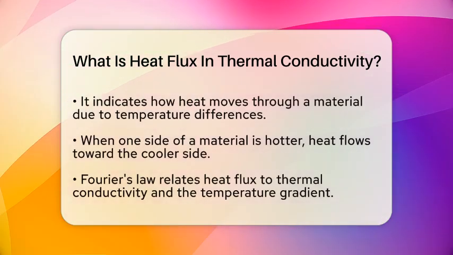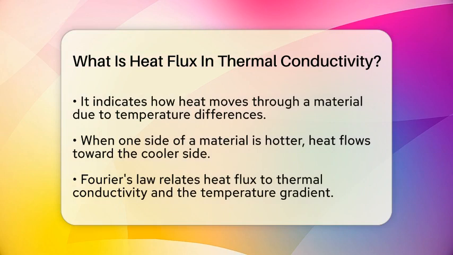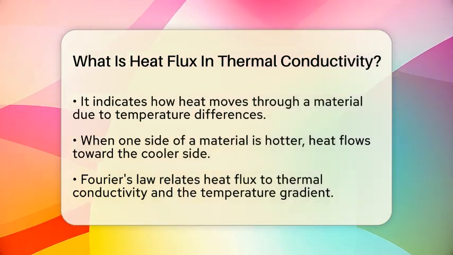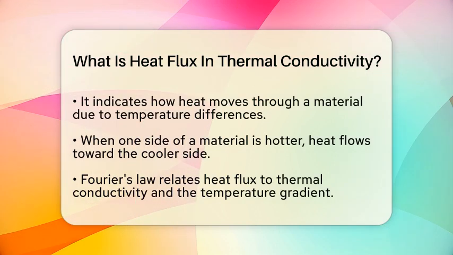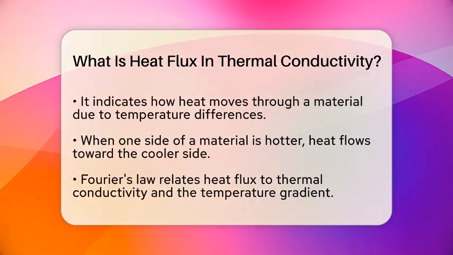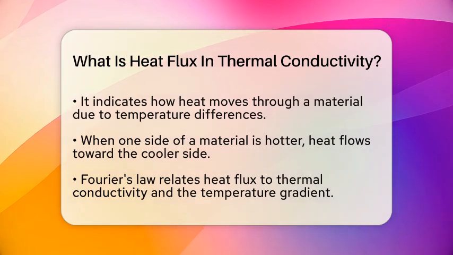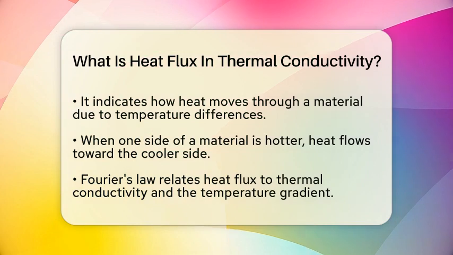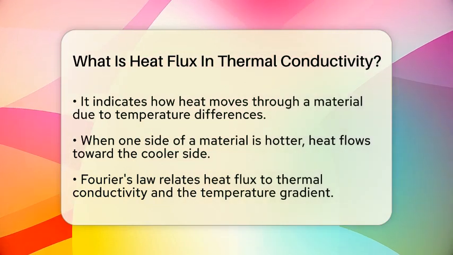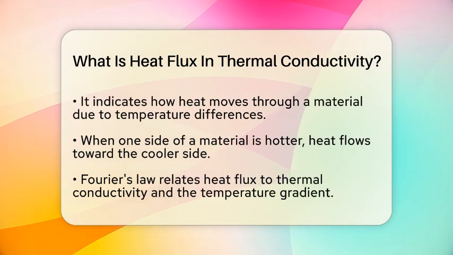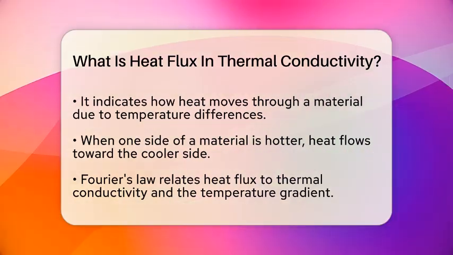When we talk about heat flux in the context of thermal conductivity, we're describing how heat moves through a material because of a temperature difference across it. If one side of a metal rod is hot and the other side is cooler, heat will flow from the hot side to the cool side. The amount of heat passing through depends on how hot one side is compared to the other, and how well the material conducts heat. This is where Fourier's law of heat conduction comes into play.